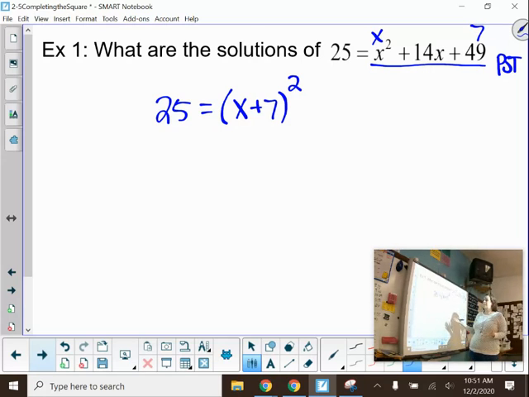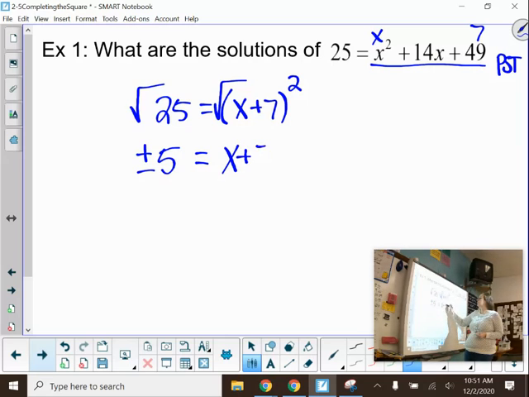So now that I have a problem like this, when you have something squared equal to something else, you can solve that by taking the square root of both sides. When you do the square root property, though, you do have to put down the plus or minus just on one side. You don't have to put it down on both. And then on the right-hand side, the square root of a set of parentheses squared is whatever you have inside. So plus or minus 5 is equal to x plus 7.